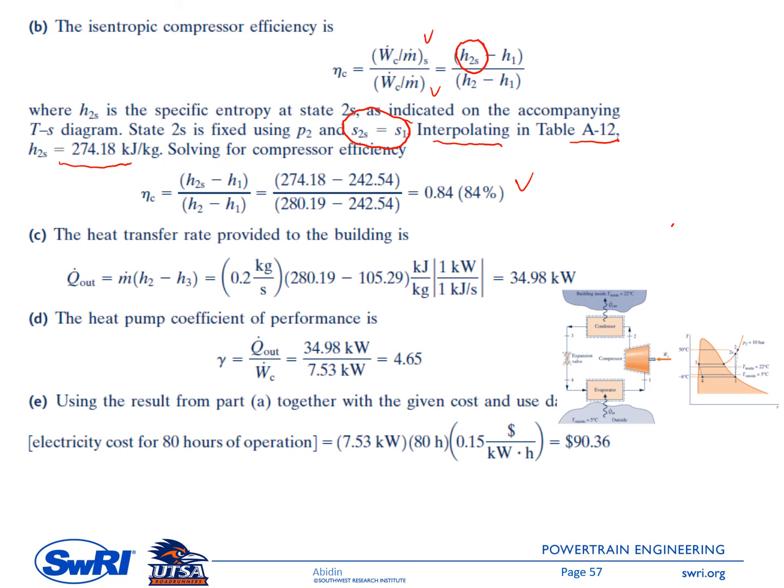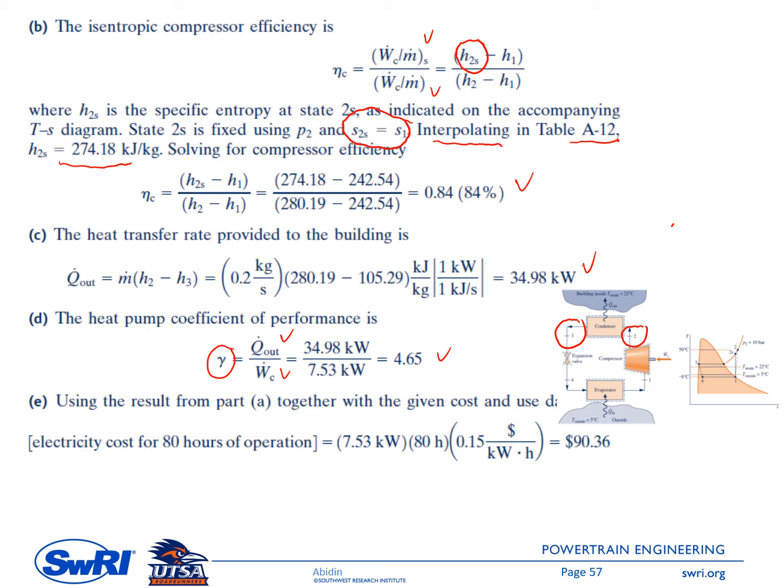Question number 3 in part B says the heat transfer rate provided to the building. So this is Q dot out. So this is m dot times (H2 minus H3). Okay, so you have all the numbers, you just plug them into this equation, and you will get Q dot out of 34.98 kilowatt. And then the heat pump coefficient of performance, gamma, is the ratio between Q dot out to W dot C. So you will get a COP of 4.65.